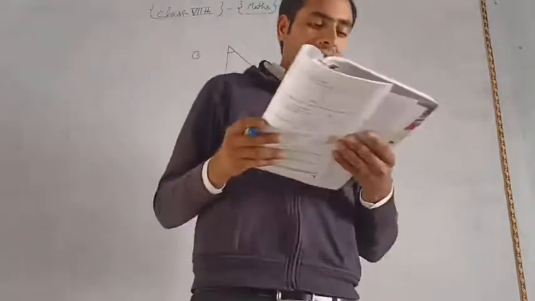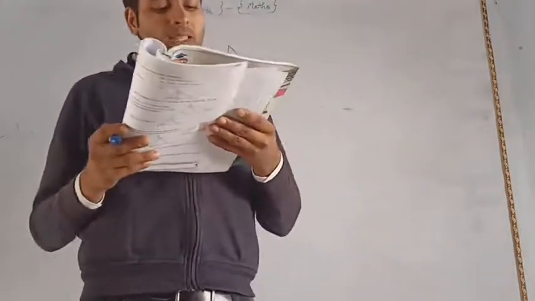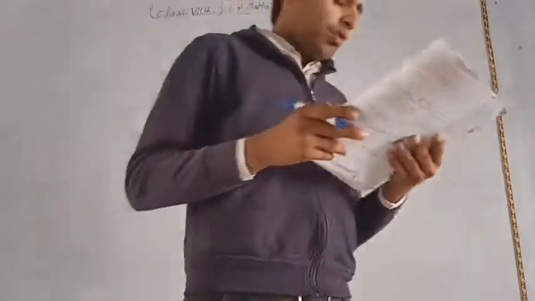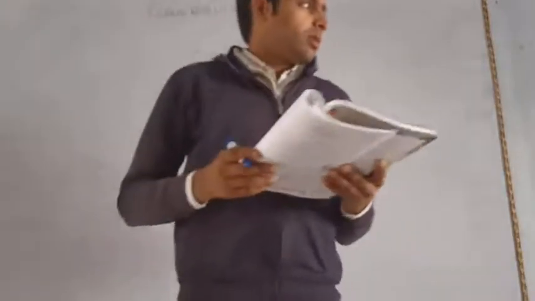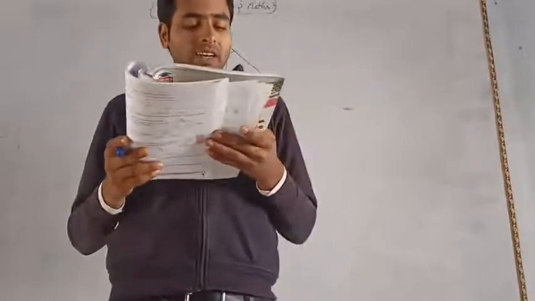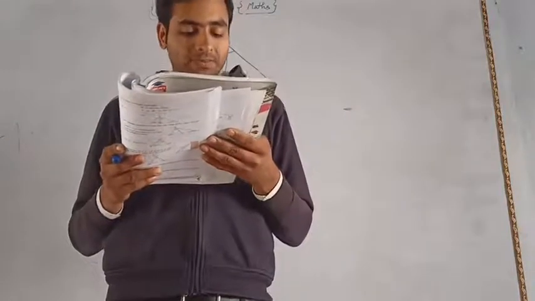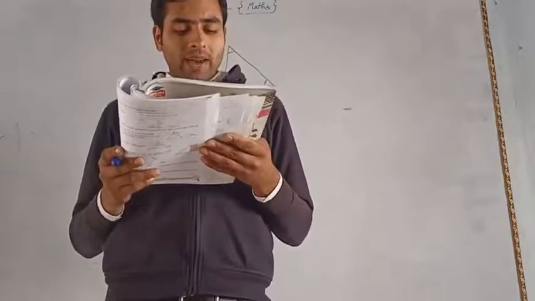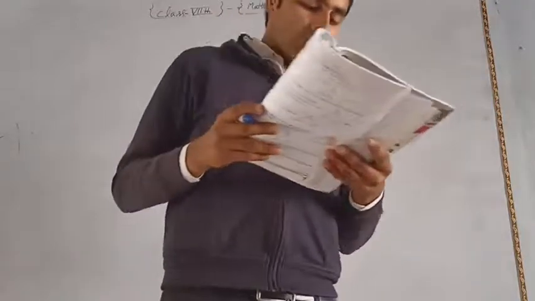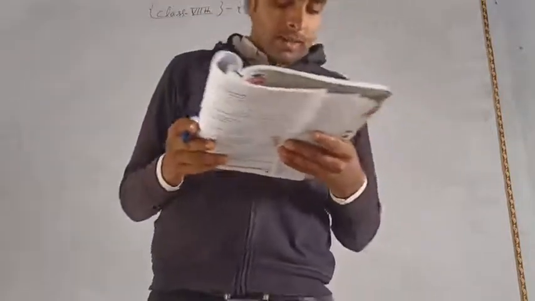Again, given that in a triangle ABC, angle A plus angle B plus angle C is equal to 180 degrees. Your option number first is true, because you know that the sum of the three angles of any triangle is equal to 180 degrees. Again, problem number 3: which of the following cannot be the sides of a triangle? So you have to check these three sides by the Pythagoras rule.